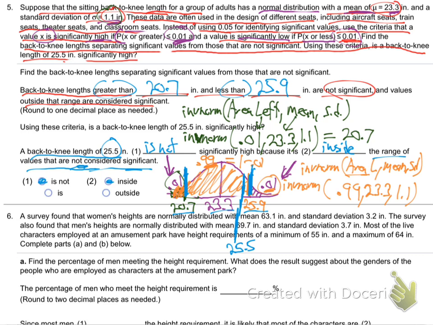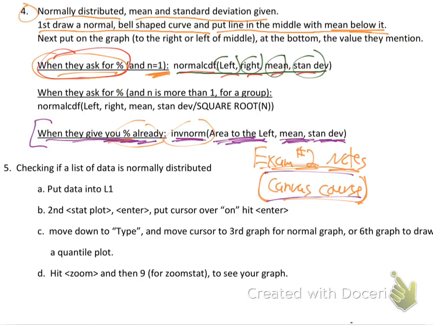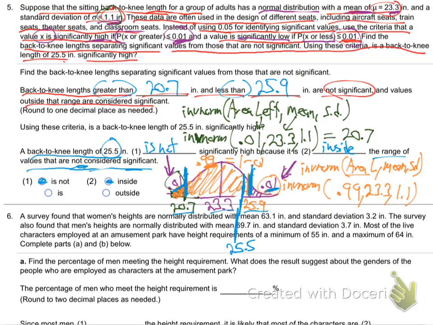So there we go. Whenever we want to find spots on the bottom of the curve, and they give us the percentages to begin with, this tells us to do inverse norm: area left, mean, standard deviation.